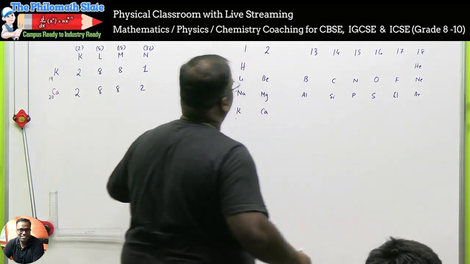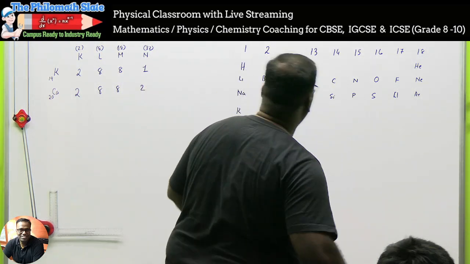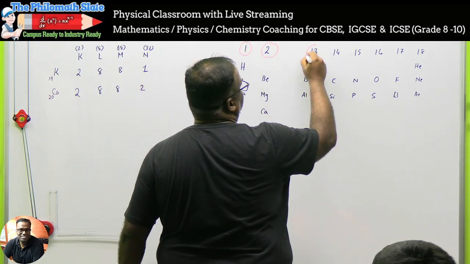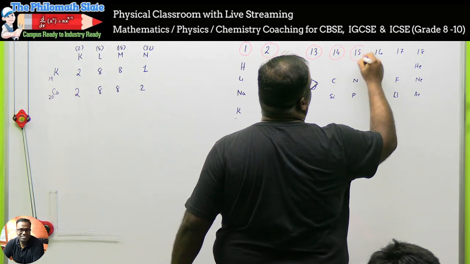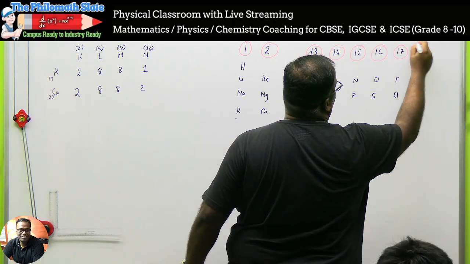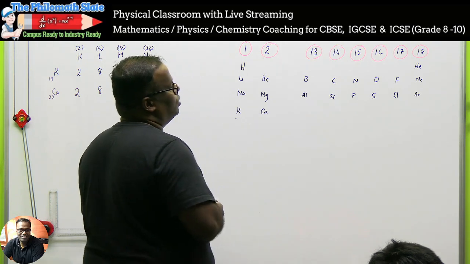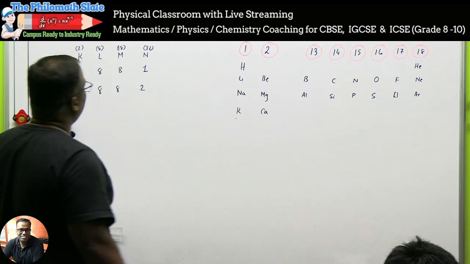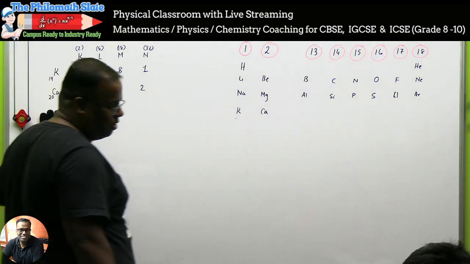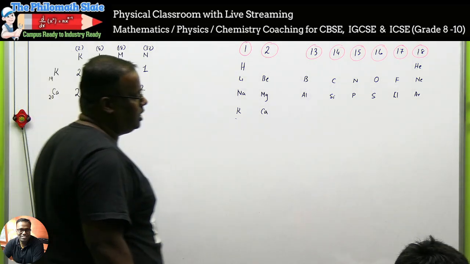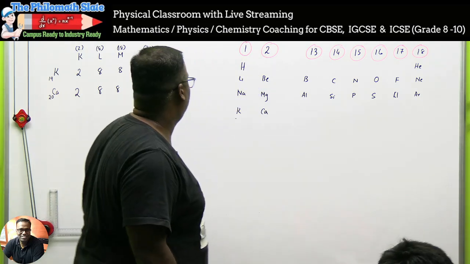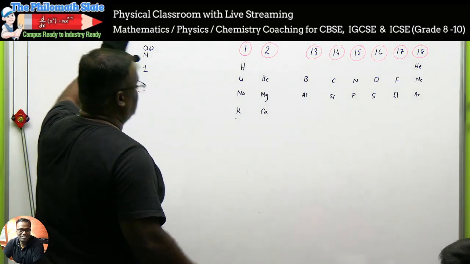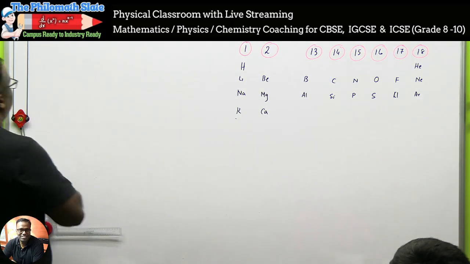So now pay attention to your group numbers. Have you written for these three? These two, have you written? 2, 8, 8, 1; 2, 8, 8, 1 and 2, 8, 8, 2. Okay. Can I rub this now? Pay attention again, then the next chapter will be easy for you.